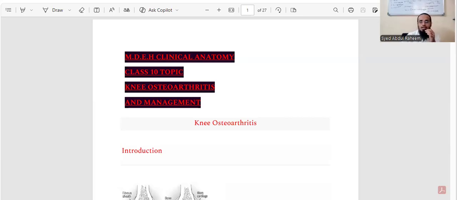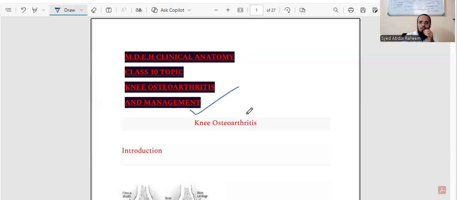We are studying clinical anatomy. Yesterday, we discussed AVN, avascular necrosis, which is related to the hip joint. Today we are going to talk about the knee joint, and the main clinical condition you see in your clinics, knee osteoarthritis. It is the most common condition you see in your clinic. Most people nowadays are suffering from knee osteoarthritis.